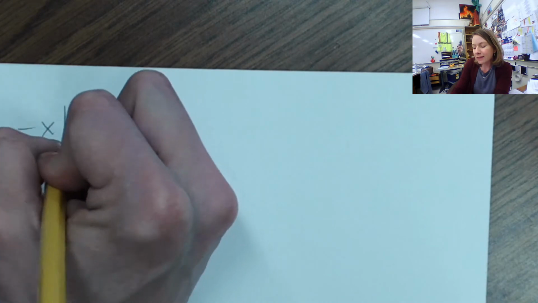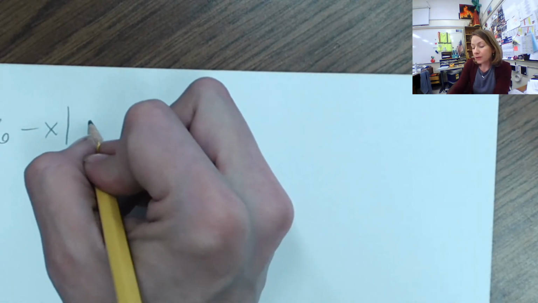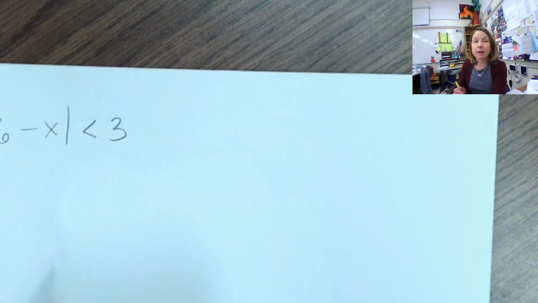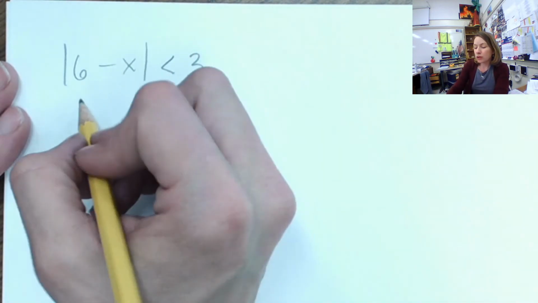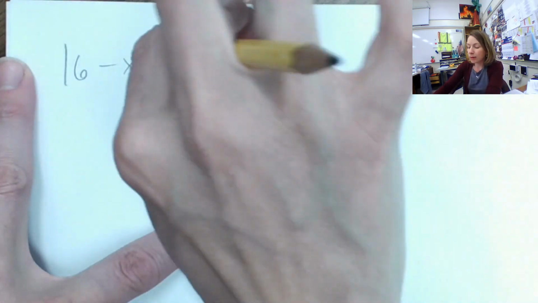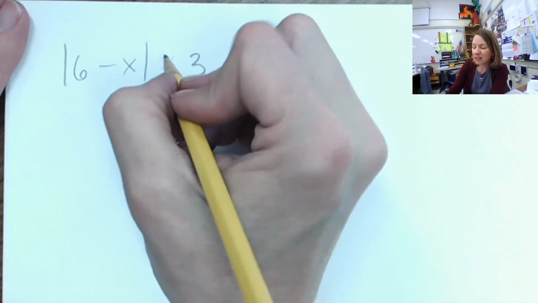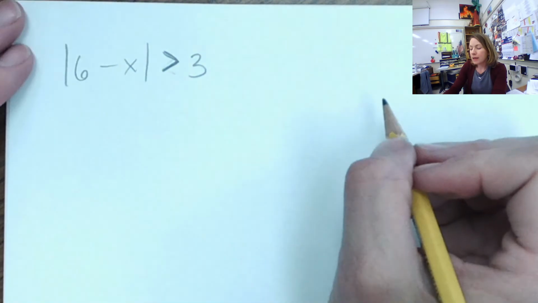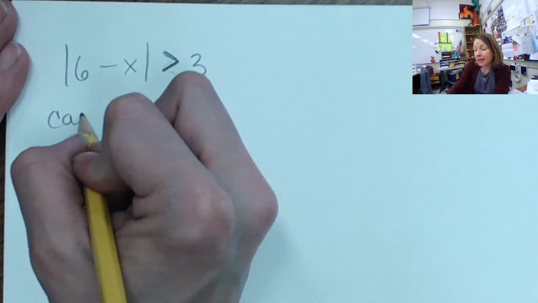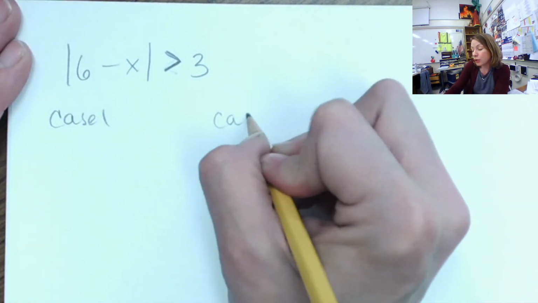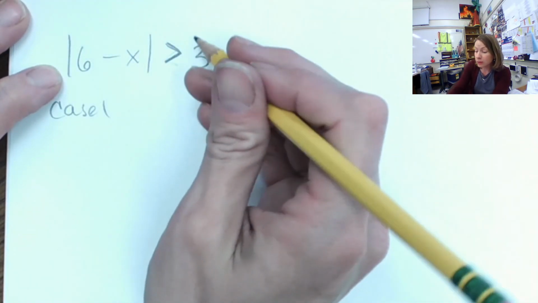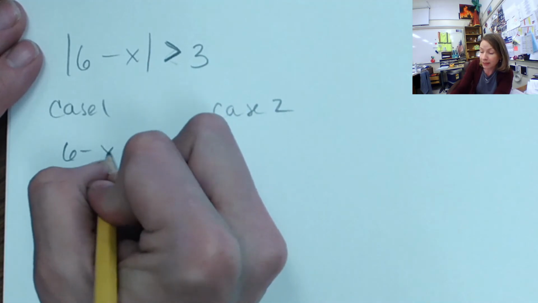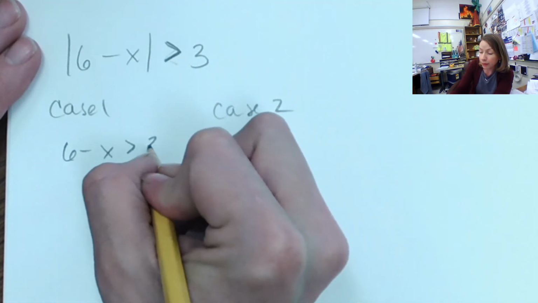I'm going to give you one that's similar to what you've got in your homework that might throw you for a loop. So let's say I've got 6 minus x. The absolute value of that is going to be greater than 3. I'm going to set up my cases, case 1 and then case 2, right? So for case 1, I'm going to drop my absolute values. Everything else stays the same. So 6 minus x is greater than 3.